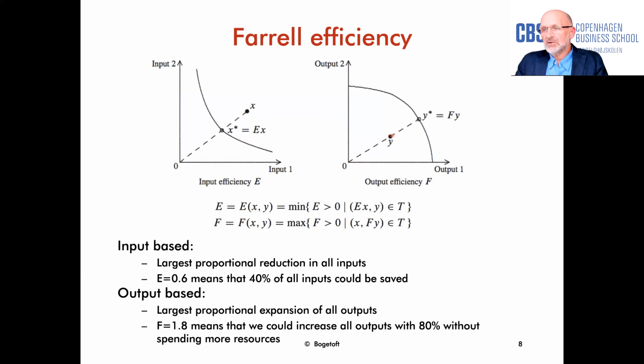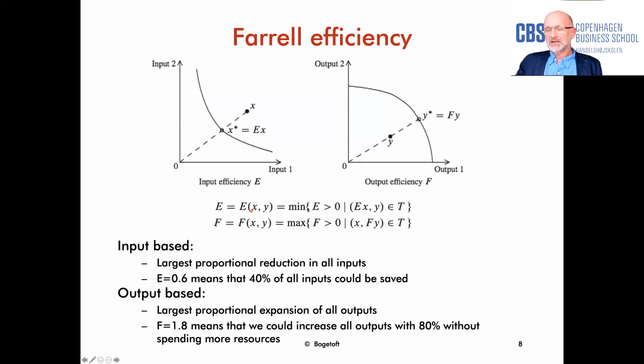And I can continue to do so inside the technology until I reach this point here. Okay, and so this may be, I can multiply it with a factor 1.8, and that means that the Farrell output efficiency is 1.8. I could have produced 80% more of all my outputs without expanding the use of inputs. Technically, you just write it like here.